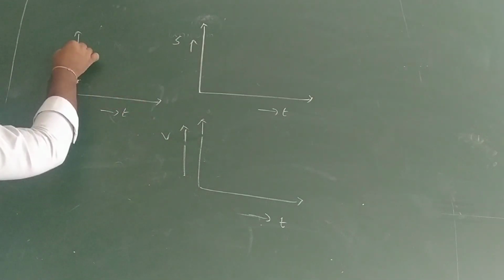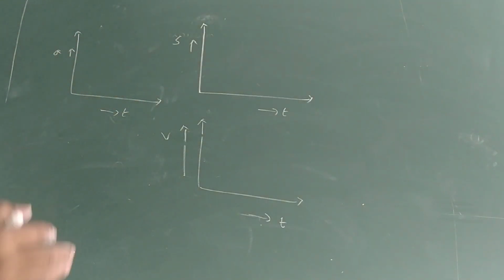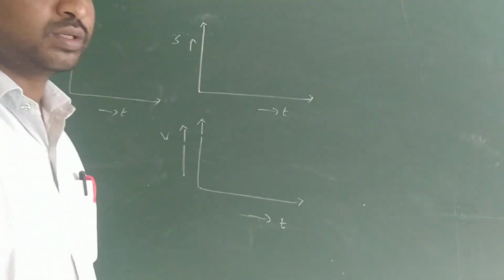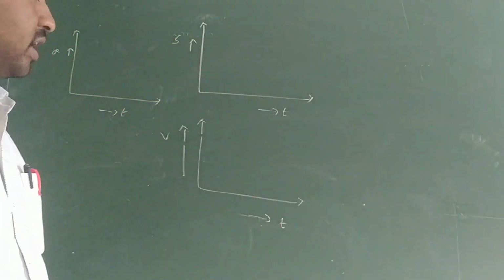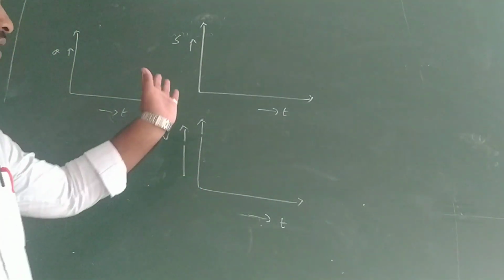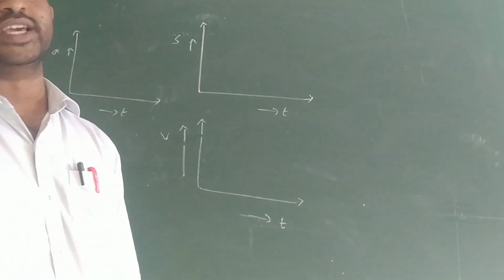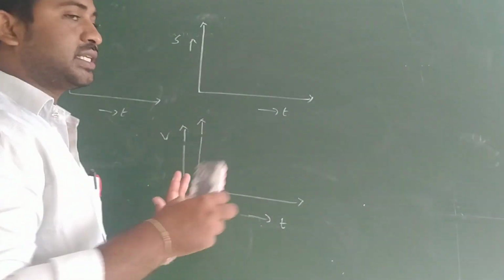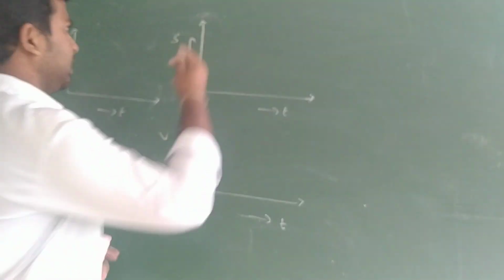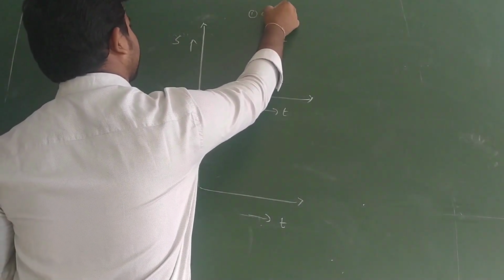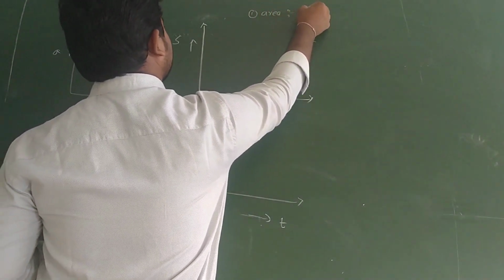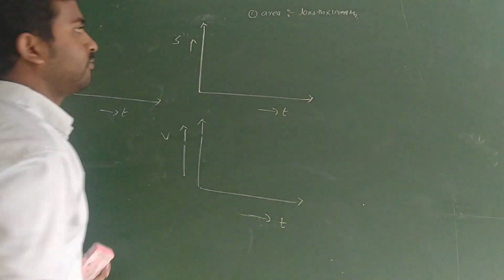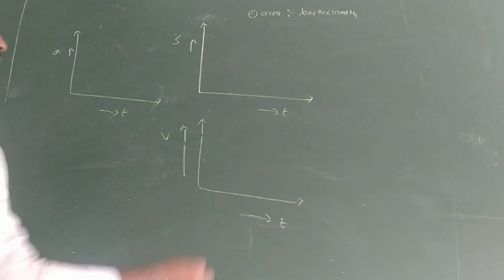In physics, for these types of graphs, we can calculate only two values. Not only maximum, 100% we can calculate only two values. One is the area of the graph, and one is the slope of the graph, right? How we can calculate the area of the graph and the slope of the graph, I will discuss with you. See, area of the graph: area means length and breadth. That gives the area of the graph.